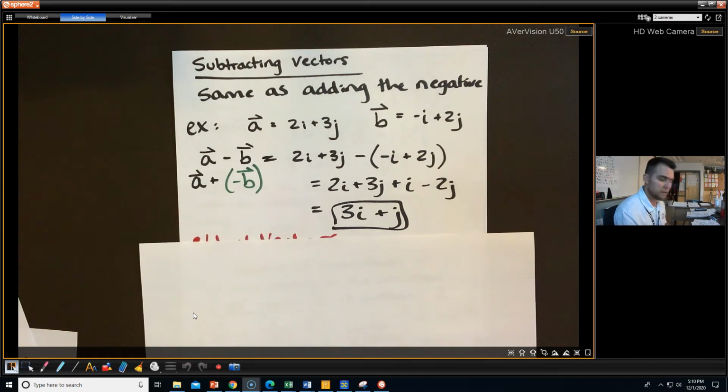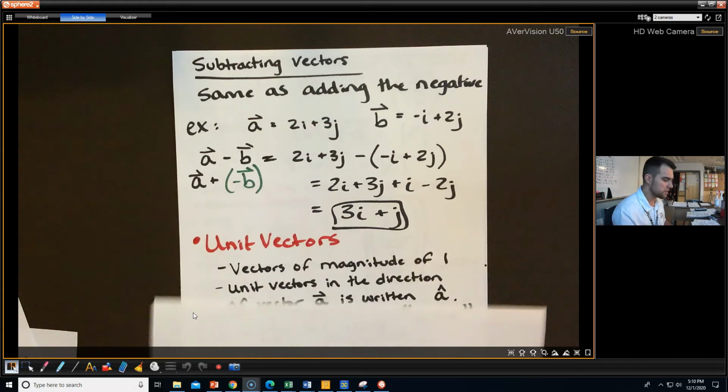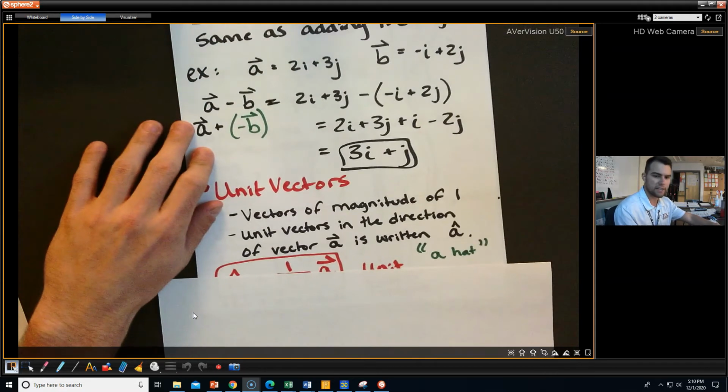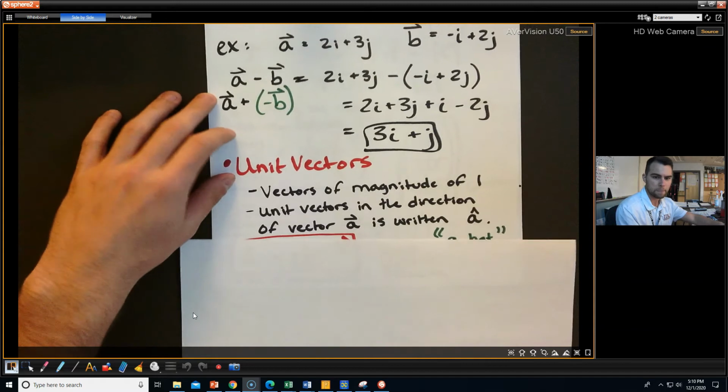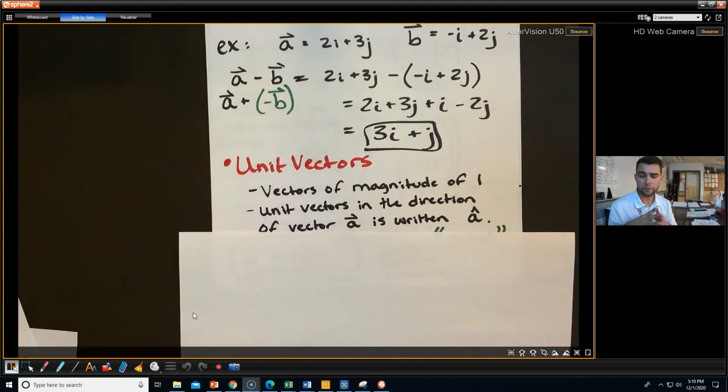Okay? We're rolling, we're cruising, I'm throwing a lot at you. Next thing, unit vectors. We have briefly mentioned these. We kind of gave a definition of what it is. Vectors with a magnitude of 1, that's what we refer to as unit vectors.